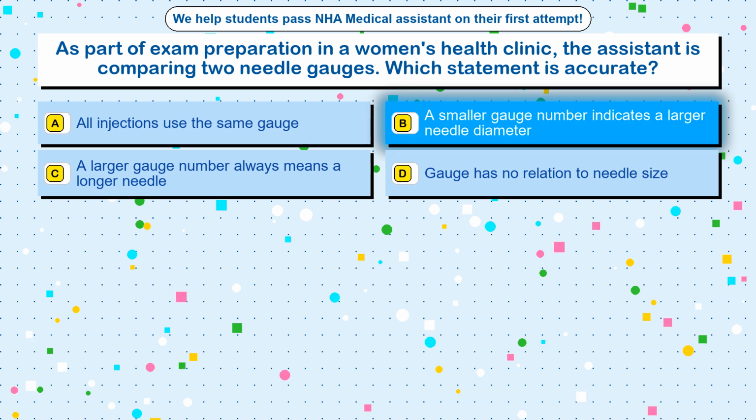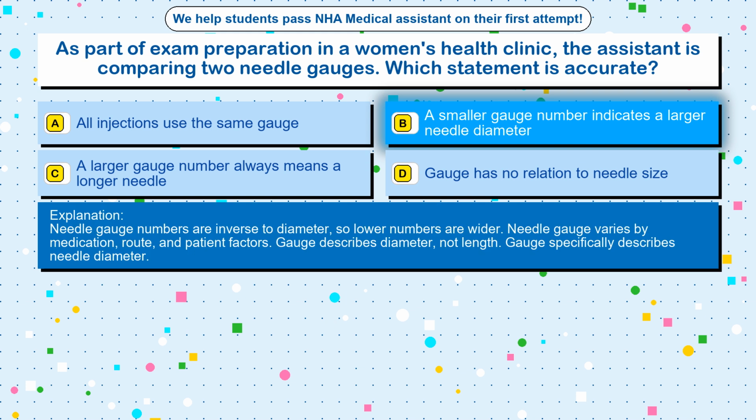The correct answer is option B. A smaller gauge number indicates a larger needle diameter. Needle gauge numbers are inverse to diameter, so lower numbers are wider. Needle gauge varies by medication, route, and patient factors. Gauge describes diameter, not length. Gauge specifically describes needle diameter.